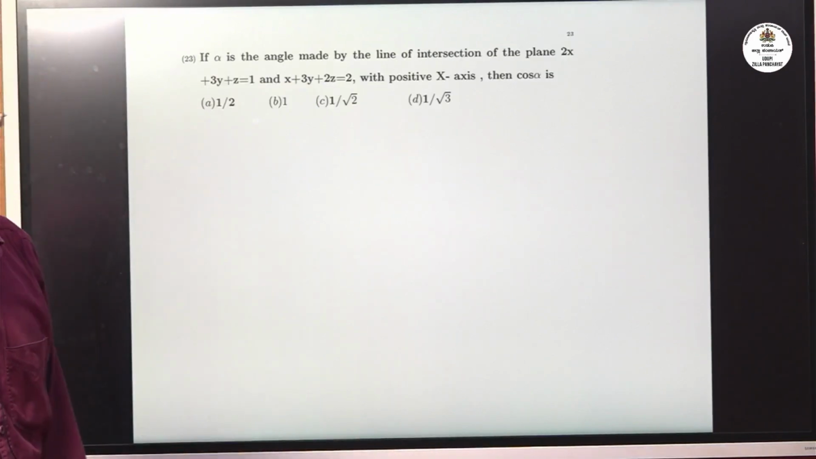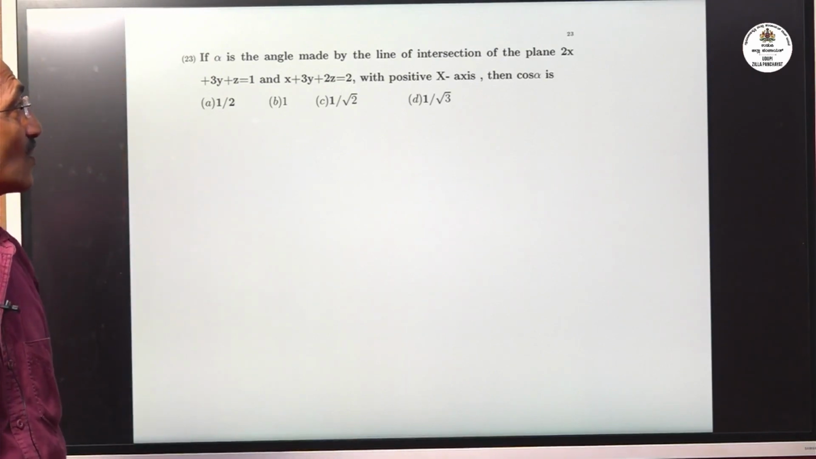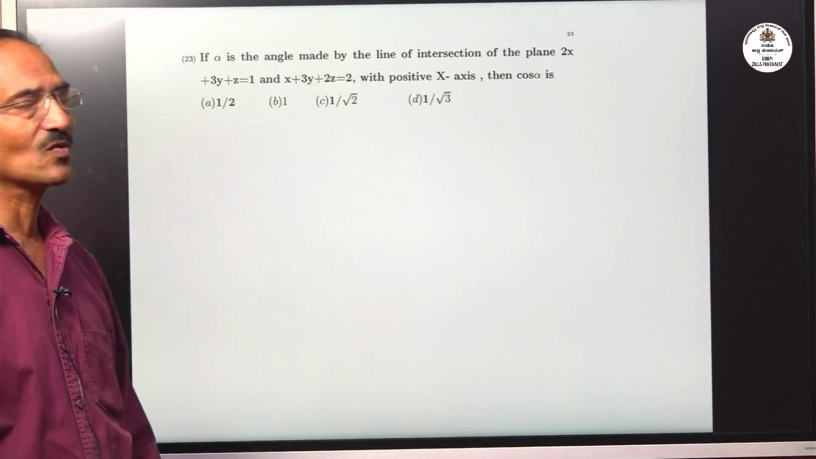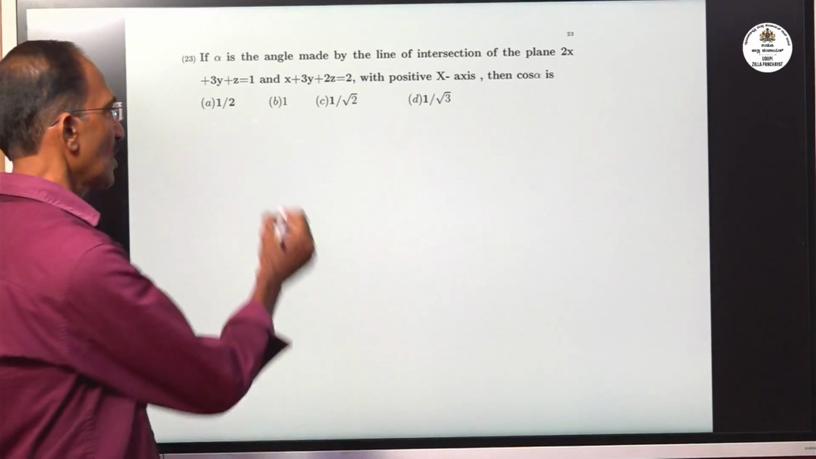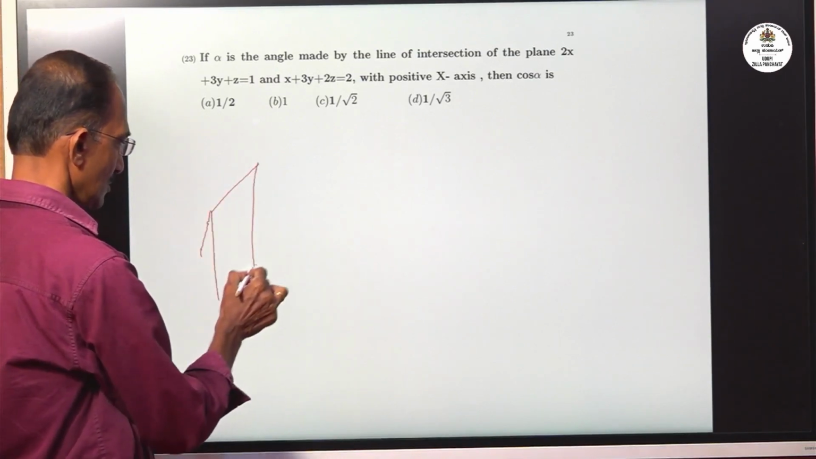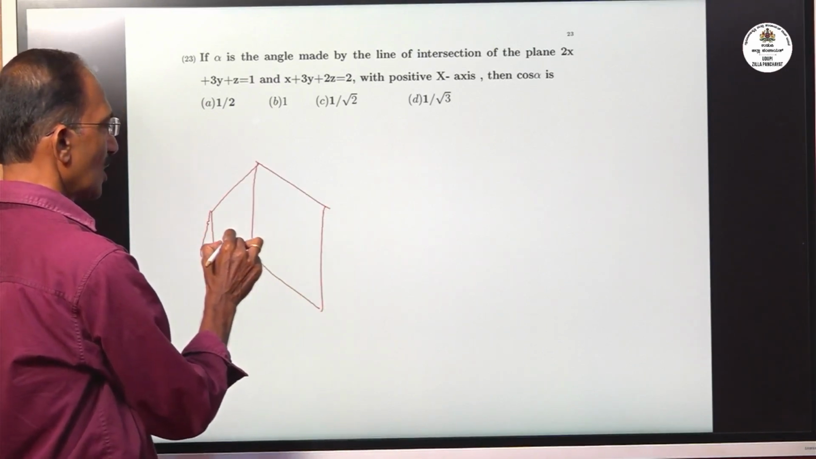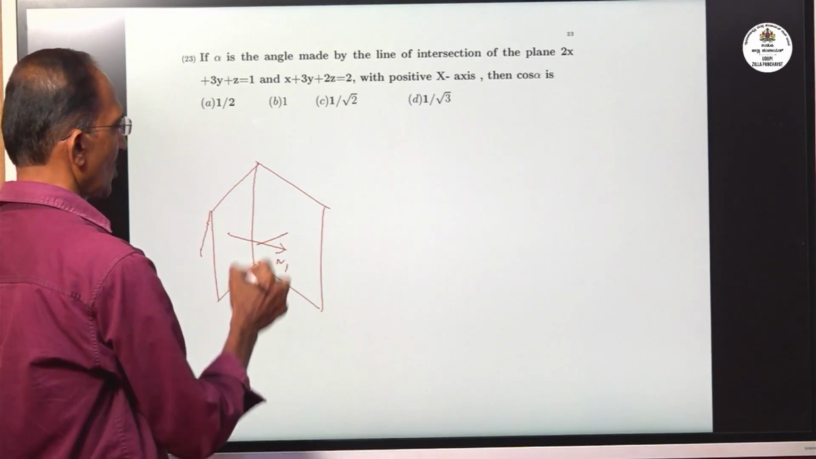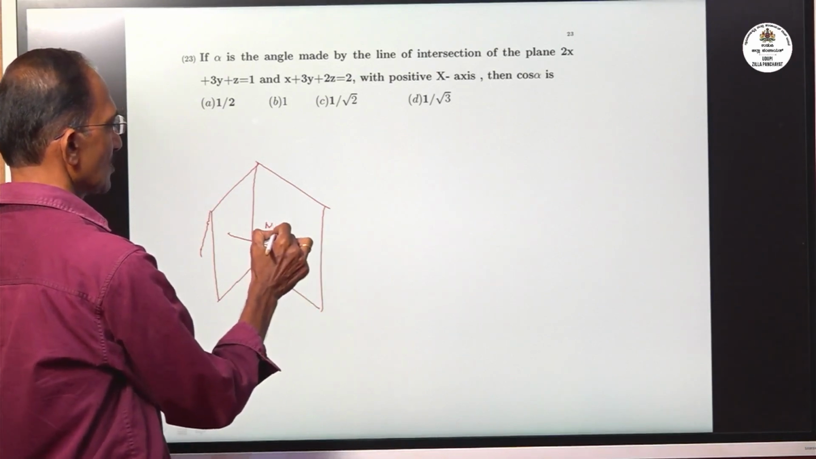So question number 23. If alpha is the angle made by the line of intersection of the planes 2x + 3y + z = 1 and x + 3y + 2z = 2. So it is the line of intersection of two planes. So you just consider two planes, and take the normal of each. Let one normal be n1, and the other normal be n2 vector.